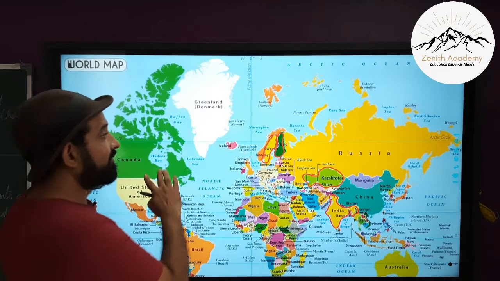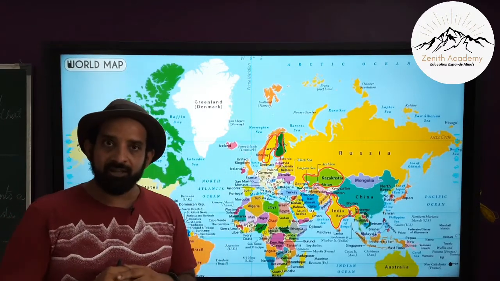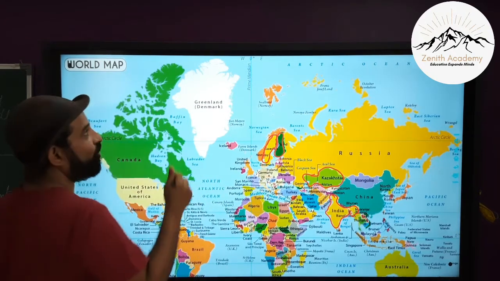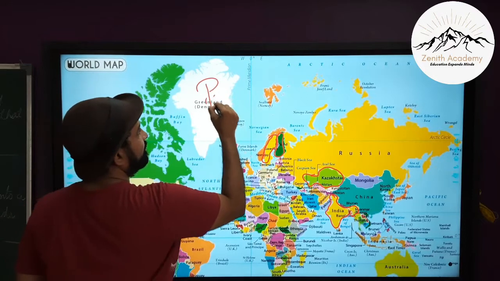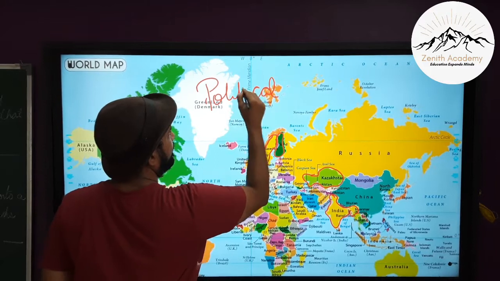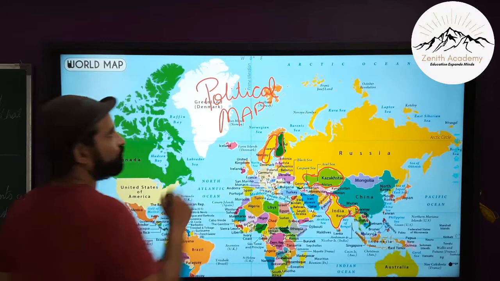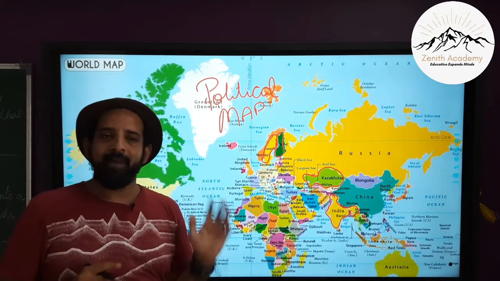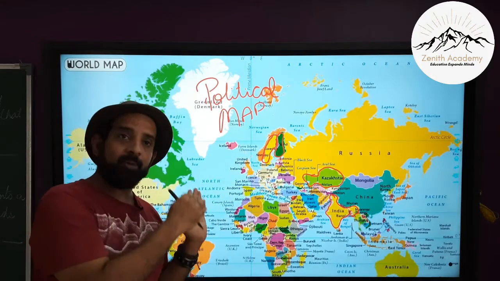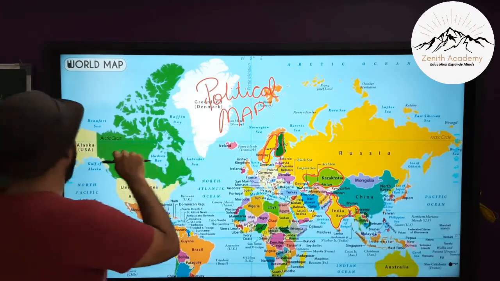Now, when you have such information on a map, with every boundary being clearly defined, with borders defined, such a map is called a political map. So students, parents, please remember, a map where there are clear boundaries is called a political map. And who decides the boundaries? The government of every country. So remember, this is a political map.